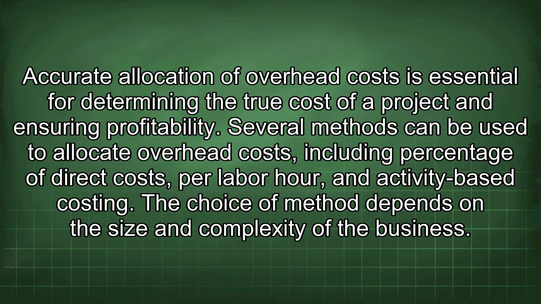Accurate allocation of overhead costs is essential for determining the true cost of a project and ensuring profitability. Several methods can be used to allocate overhead costs, including percentage of direct costs, per labor hour, and activity-based costing. The choice of method depends on the size and complexity of the business.